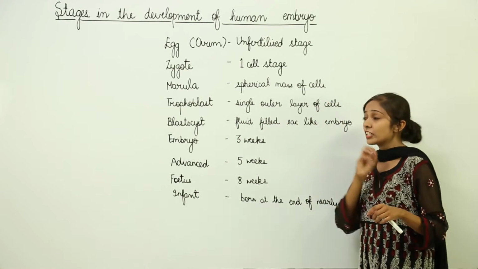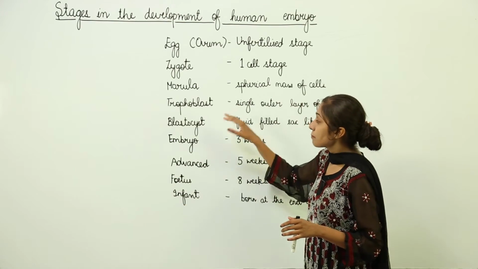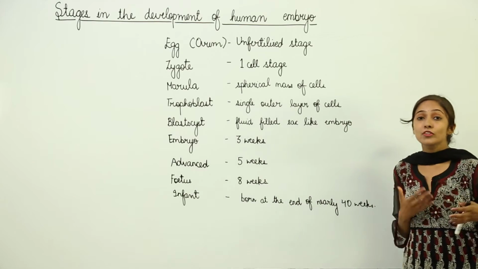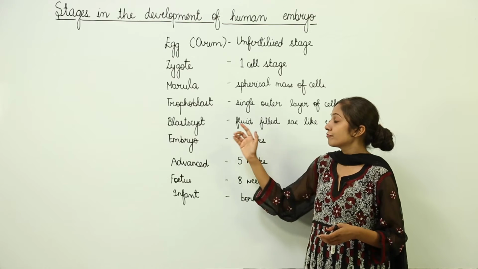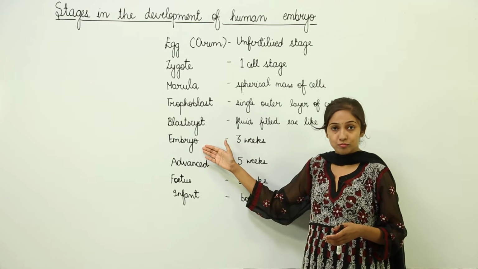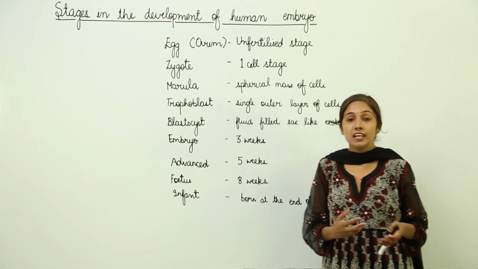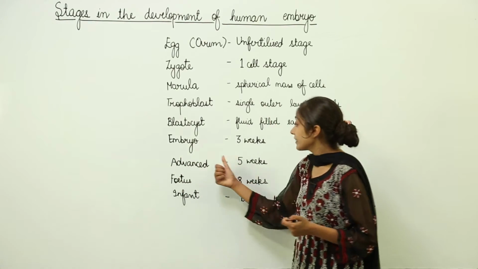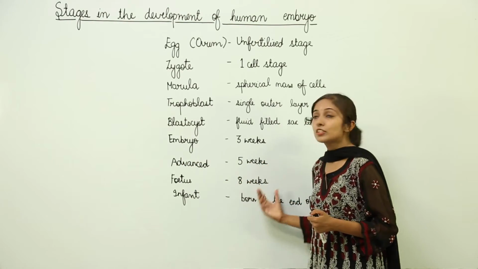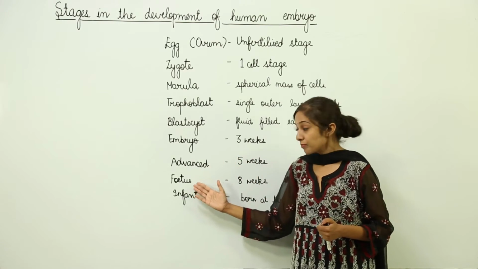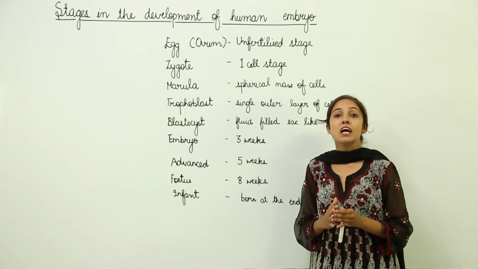Now there is implantation of this blastocyst in the uterus, right? So in the uterus it gets implanted, and then further development is going to take place. So after this, after 3 weeks, we have the formation of embryo, right? And then we have an advanced stage when heart and blood vessels are formed, and this advanced stage is 5 weeks old. After this, we have the 8 weeks old stage that we call fetus. Now in this stage, limbs are also formed, right? The limbs are also formed.